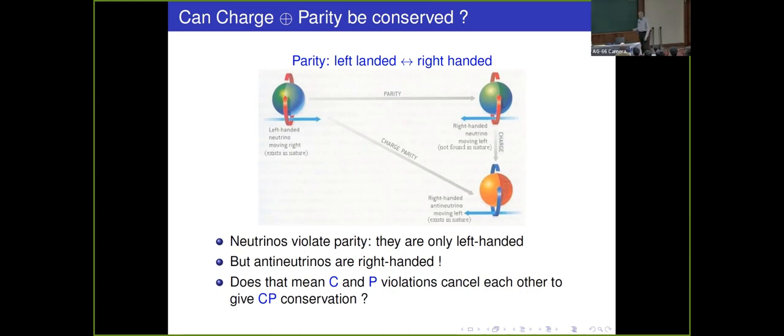On the other hand, we had right chiral anti-neutrinos. So it looked like if you change parity as well as charge conjugation, things perhaps were symmetric. So it was suspected that maybe you break parity, maybe you break charge conjugation, but you combine two of them and the symmetry will stay a symmetry.